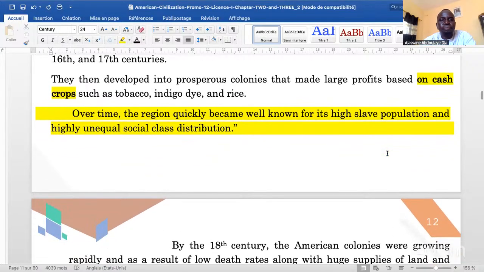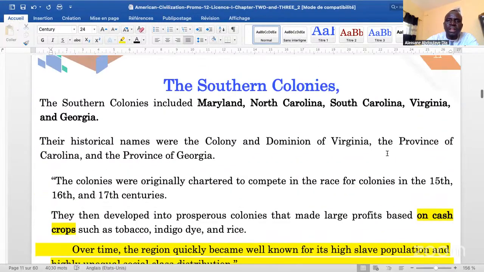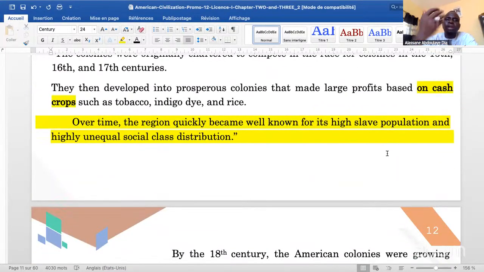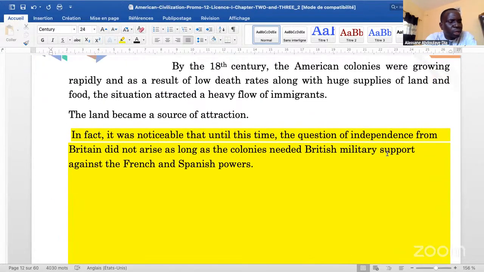Over time, the region quickly became well known for its high slave population and highly unequal social class distribution. So you see that in the southern colonies, later on, it became very famous with the high population of slaves. So this means that slavery was very present in the South. Yes, because the South was also characterized by agriculture. So agriculture was there. So what next to understand?